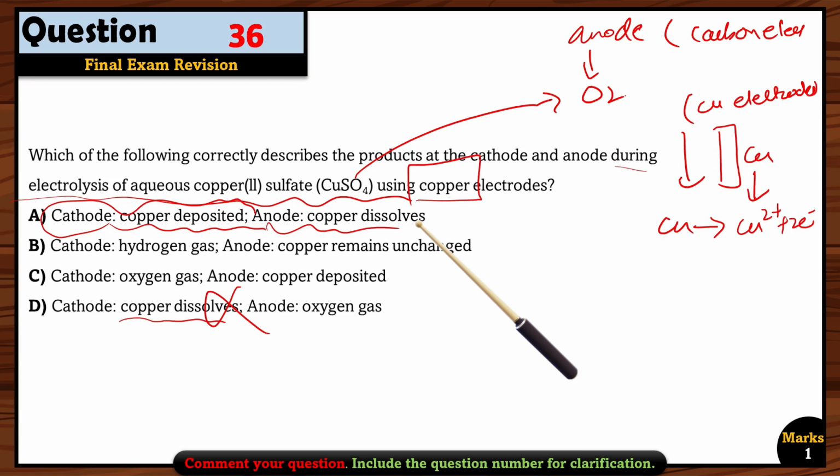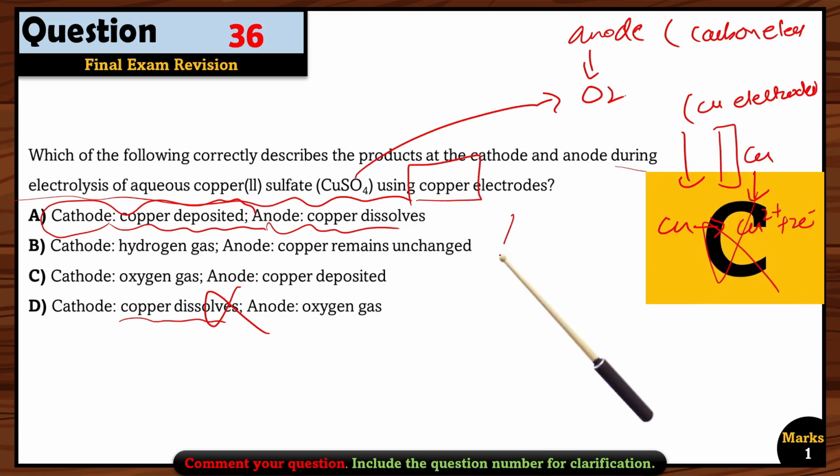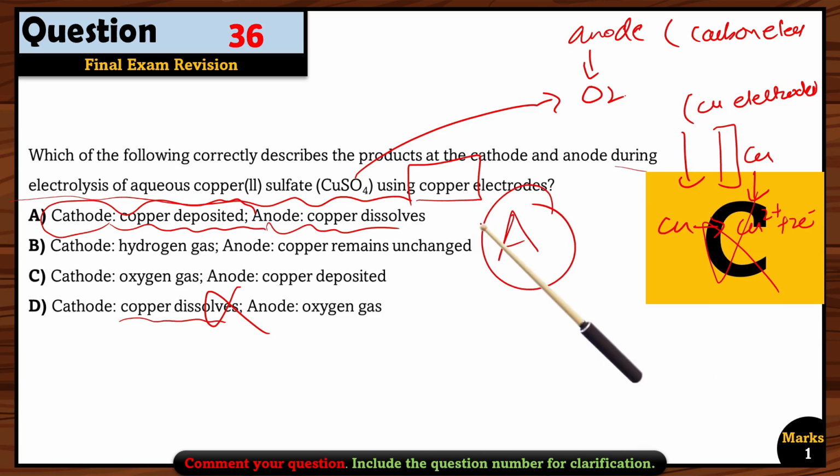So if you are using copper electrodes, then the cathode and anode answer is already defined. What will be the product at the cathode? It will be copper metal. At the anode, it will be copper ions. So if you are using copper electrodes, option A is the right option over here, because we are using the copper electrodes.